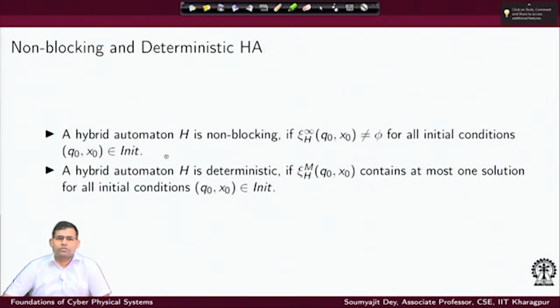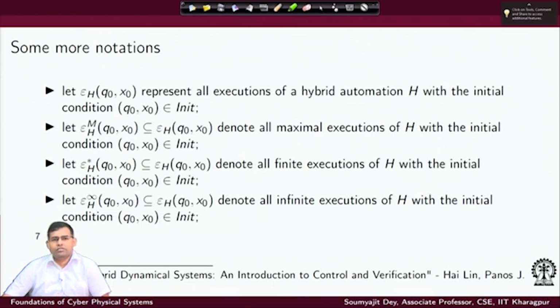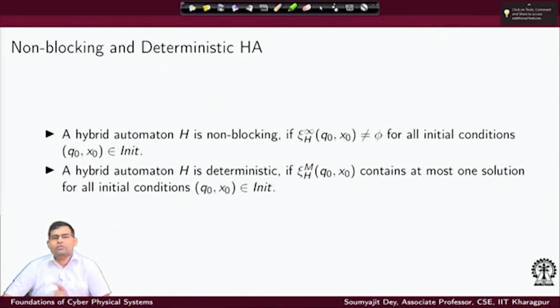So, we will say that a hybrid automata is non-blocking if the set of infinite executions starting from the initial state q0, x0 is non-trivial. That means there exists at least one sequence of intervals, and that sequence is infinite. That is an infinite execution sequence. If at least one such sequence is there, then I say that the hybrid automata is non-blocking.